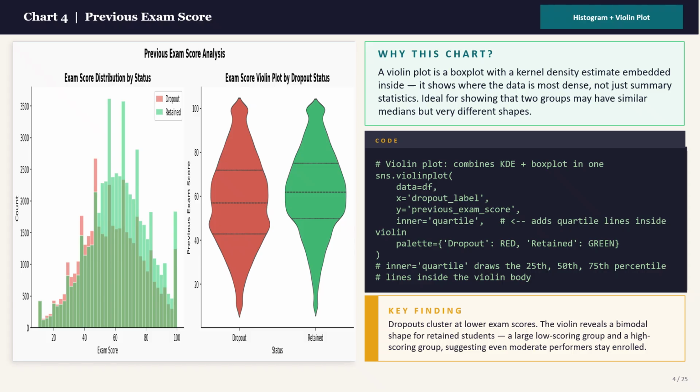And the key finding was that dropouts cluster at lower exam scores, and the violin reveals a bimodal shape for retained students, and there is a large low scoring group and a high scoring group, and this suggests even moderate performers stay enrolled most of the times.